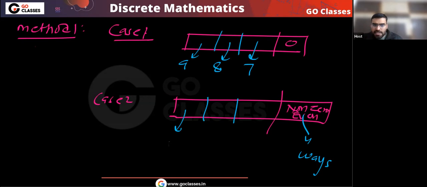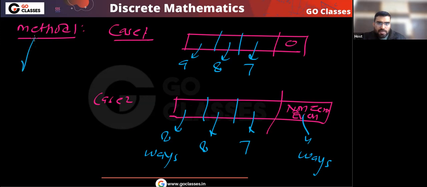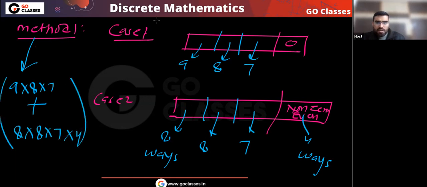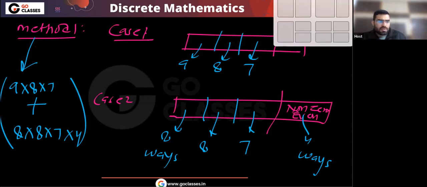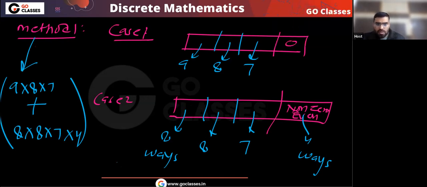Okay, at this last position 0 is not here. Then in that case you cannot put 0 here, so there is 8 ways. Now you can put 0 here, so total 8 and 7. So finally, by this method 2, the answer will be 9 into 8 into 7 plus 8 into 8 into 7 into 4. Okay, so either you can do this, or what you can do, method 2.